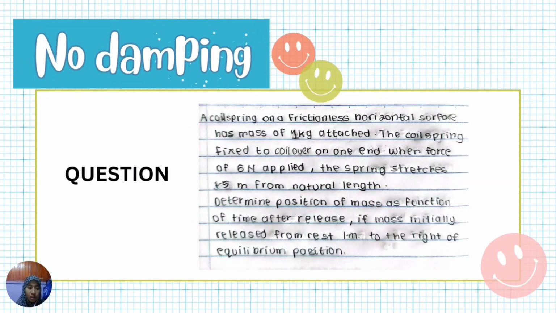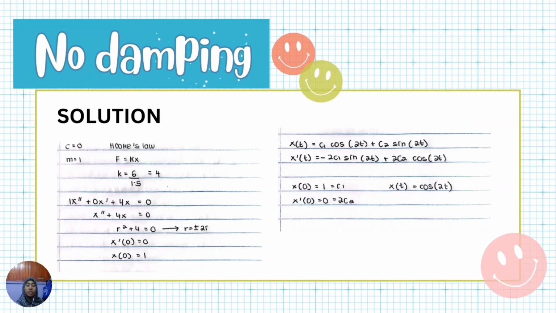Next, for example, we move to the equation given. As you can see from this equation, we have a mass of 1 kg attached to the coil spring fixed to the coilover on one end. When a force of 6 Newton is applied, the spring stretches 1.5 meter from its natural length. So, we need to determine the position of the mass as a function of time after release, if the mass is initially released from rest 1 meter to the right of the equilibrium position. This is the solution for the question given.